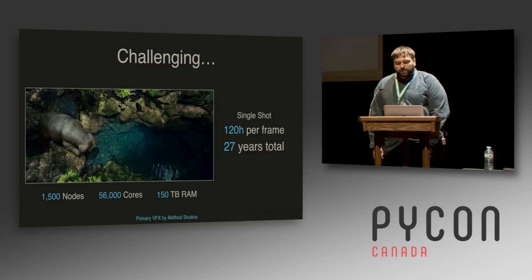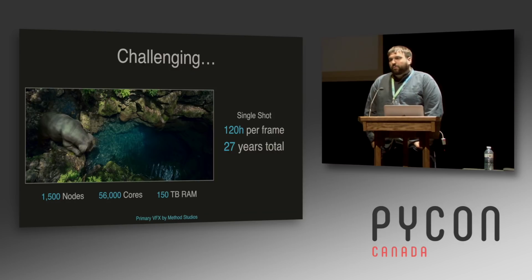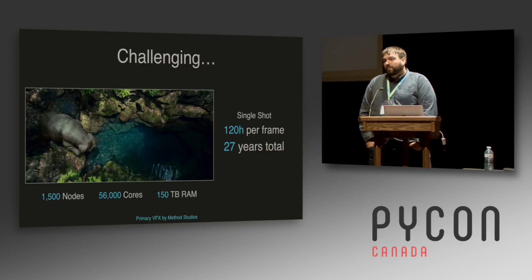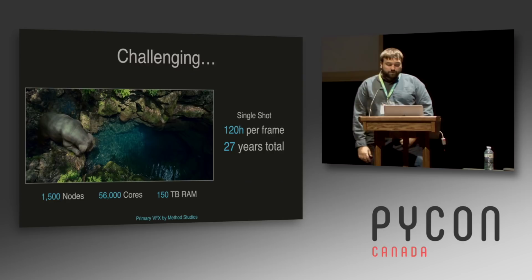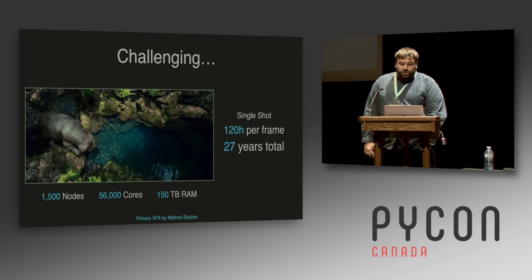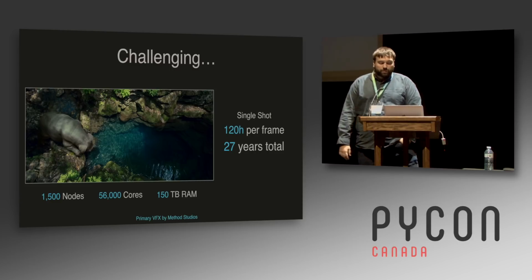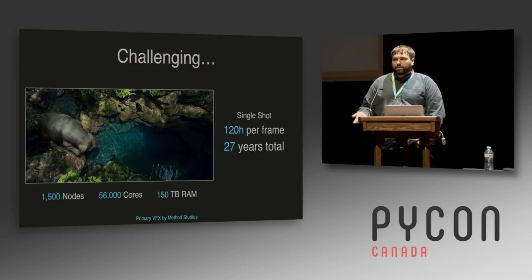Recently we worked on the Netflix film Okja. Okja was a 4K job with lots of water and creature work. A single frame in Okja could take up to 125 hours on a single machine. So that machine had to be running for at least 120 hours for the frame to render. Say a shot had 2,000 frames, that would take 27 years to render on one machine, and I'm talking about an individual shot.